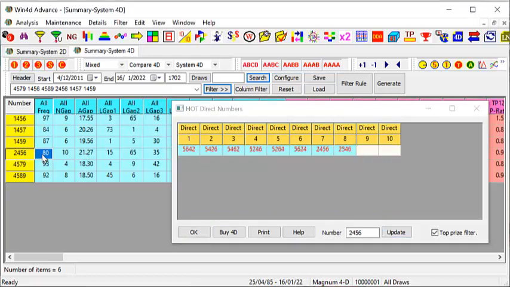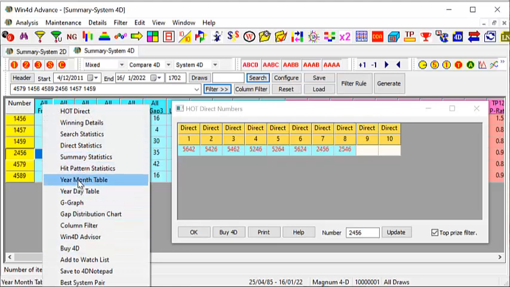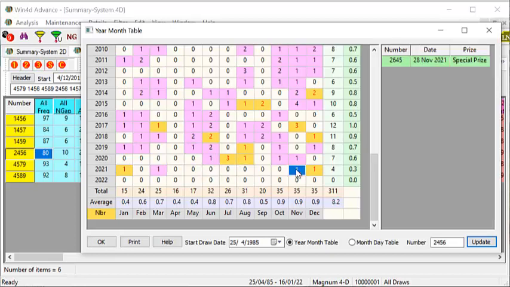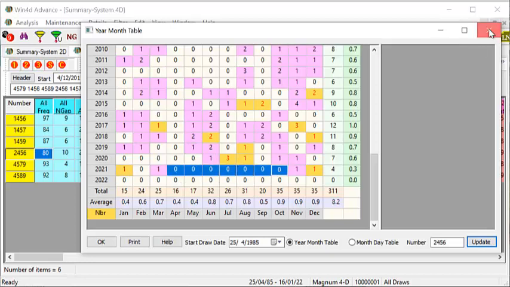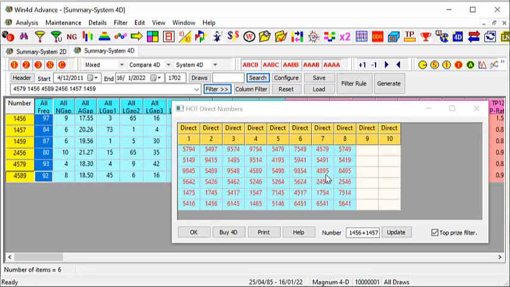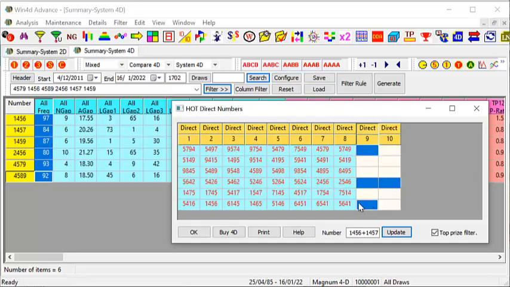If you left click and go to the year month table, you notice that 2456 rested 1, 2, 3, 4, 5, 6, 7 months. After that it started to appear, and with the top price, and last year it got a top price, which I find is a very good indication for this number. It should wake up by now with so many months of draw rest. So again, 2456 will be the most priority set, followed by 4579 and 1456.